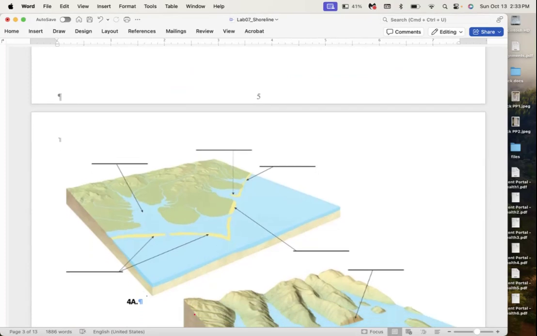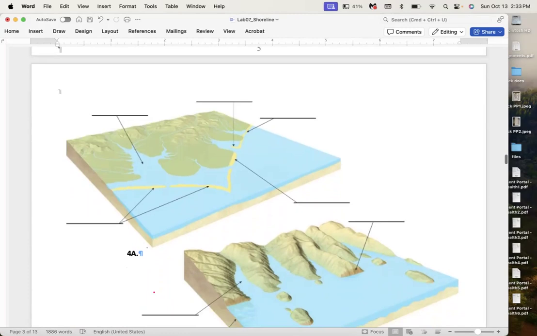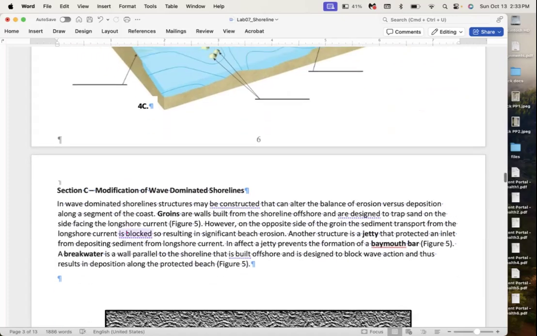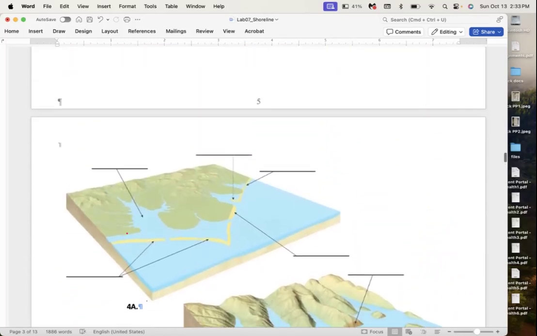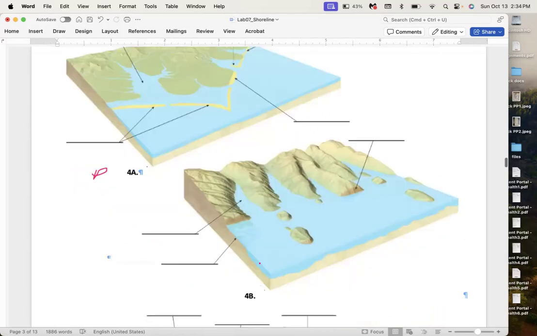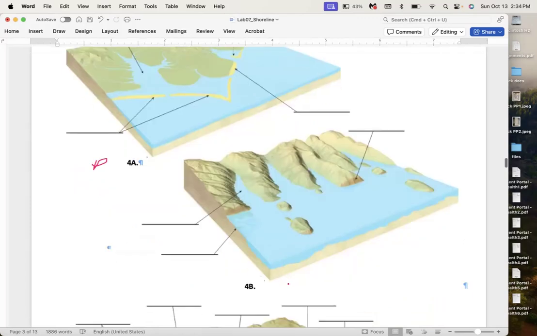So here you have the first one, and the first one is going to be the passive one. So we'll put a P here. And you see the features are different from this one, which is, we'll put a TA here for tectonically active.